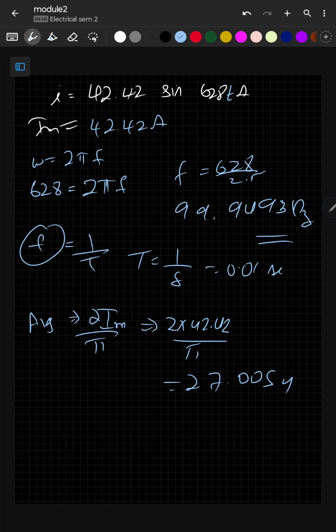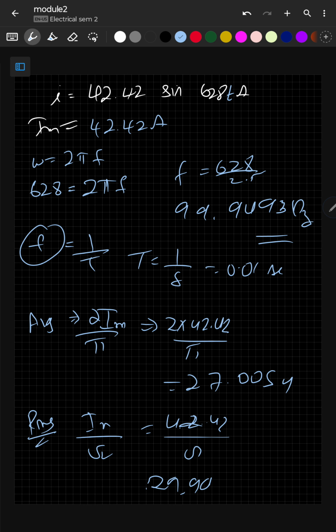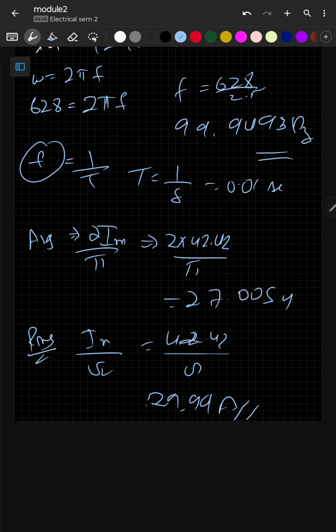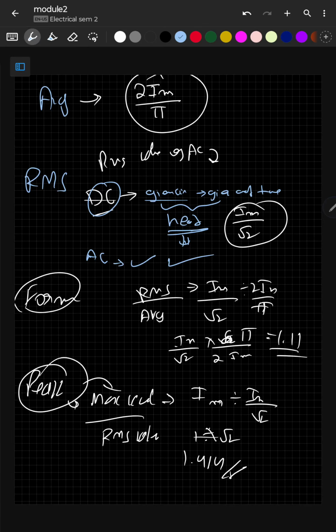Approximately, I'm getting this answer only. Okay. Next, RMS value. RMS value is given by Im by root 2. So 42.42 divided by root 2. I'm getting the answer as 29.99 ampere. Then form factor. I'll just write it somewhere here itself.